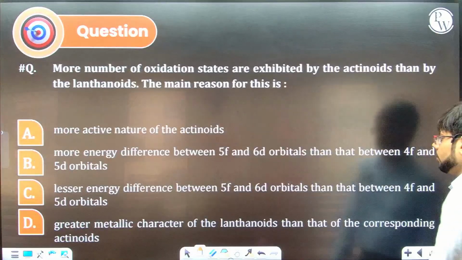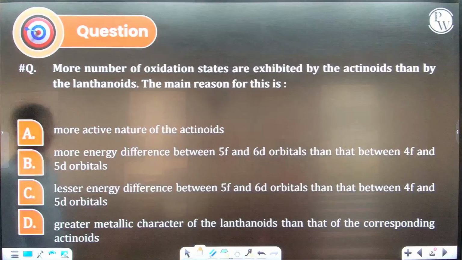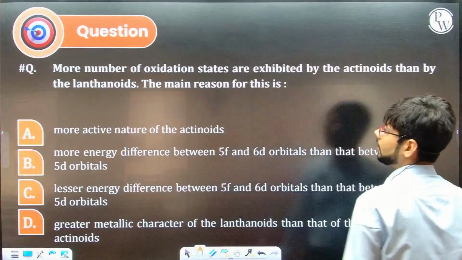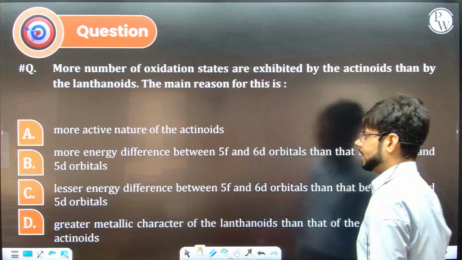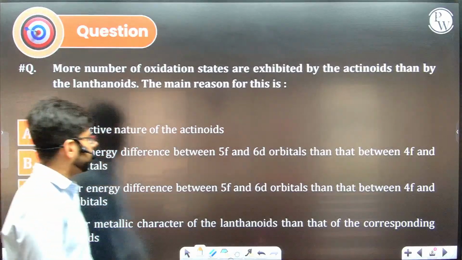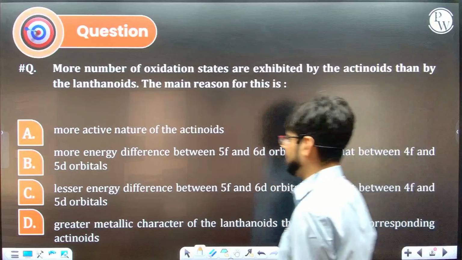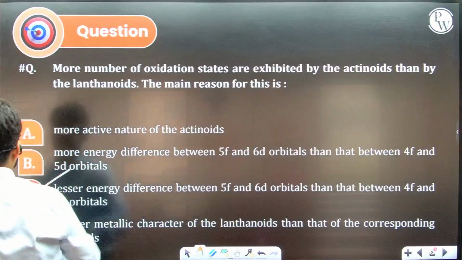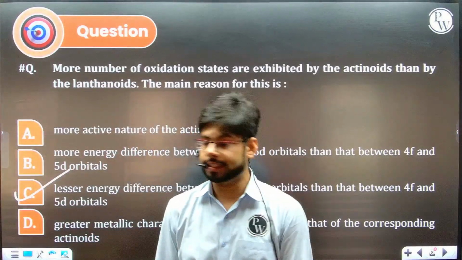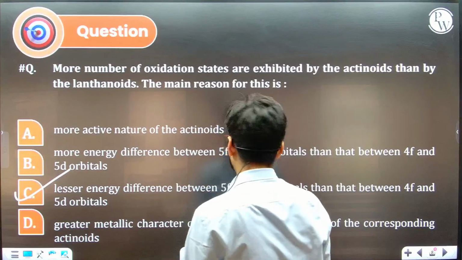Next question. More oxidation states are exhibited by the actinoids than by the lanthanoids. The main reason for this is the lesser energy difference between 5f and 6d orbitals than the difference between 4f and 5d orbitals. So C is the correct answer. It's an important question. It can be asked in the form of assertion-reason also. So we should know this as a concept. Hence C is the correct answer for this question.